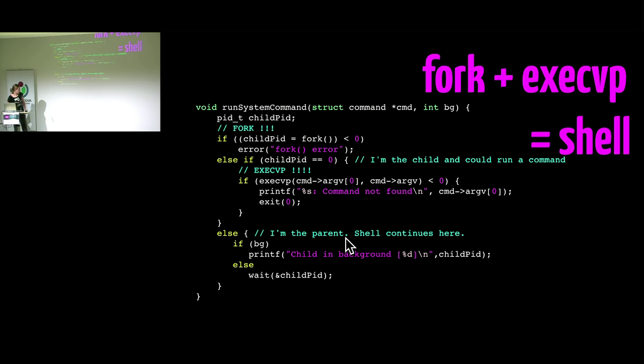And then in the parent branch, it's a bit more interesting. This is where the shell continues. And we have to decide whether our command should run in the background or in the foreground. So if it's running in the background, it's easy. We can just print child in background and print the child PID that we have from the fork. And otherwise, if we wanted to run in the foreground, we have to wait for the child to run first. And that's all. We're done.